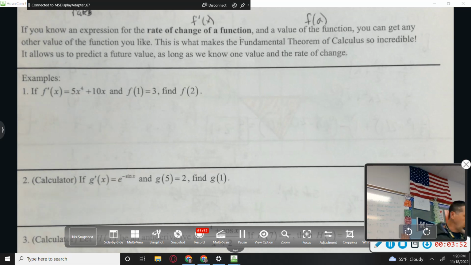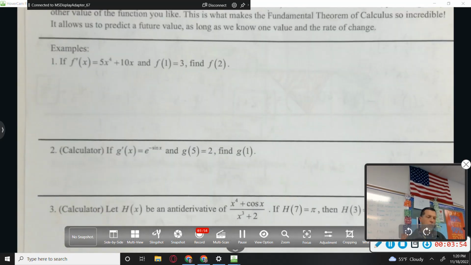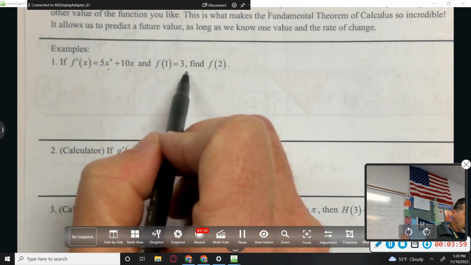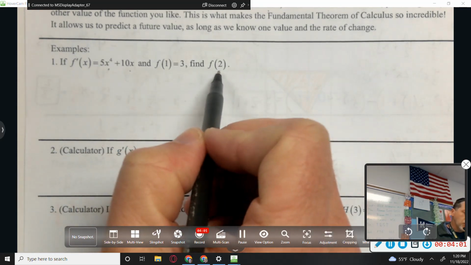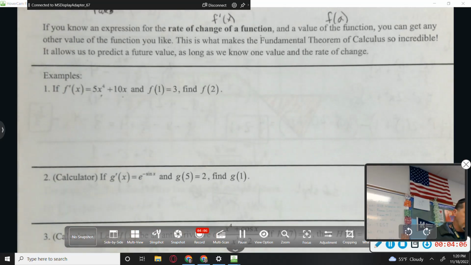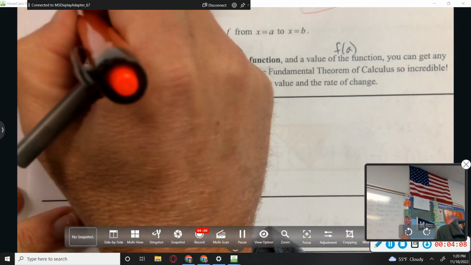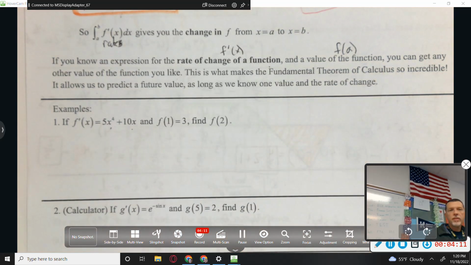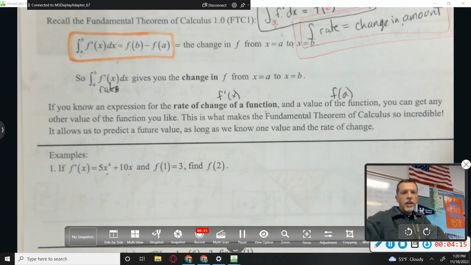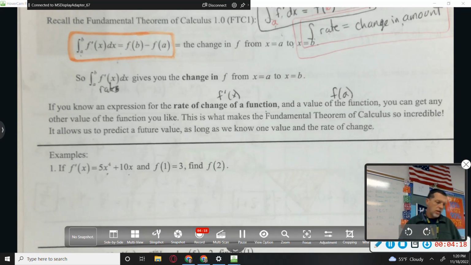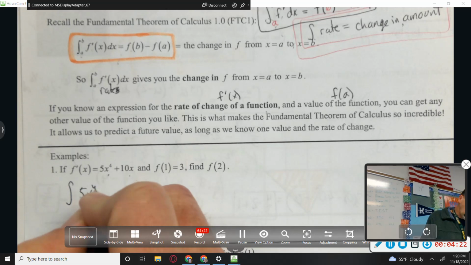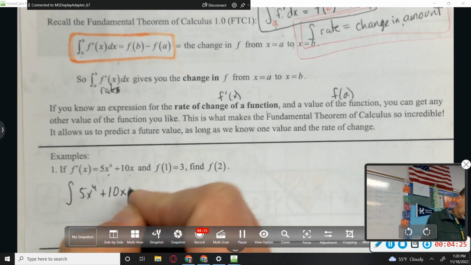All right, let's see if we can use this. So example 1: f prime is 5x to the fourth plus 10x. f of 1 equals 3. Find f of 2. And what we're using over and over again today is that formula. So I need to integrate f prime to get f. So I know I'm going to integrate 5x to the fourth plus 10x.